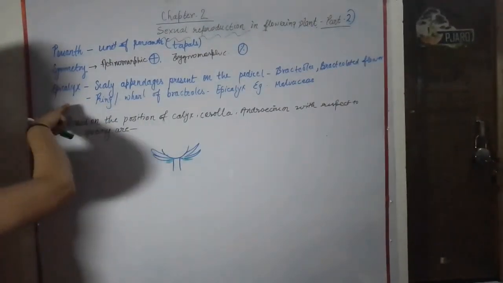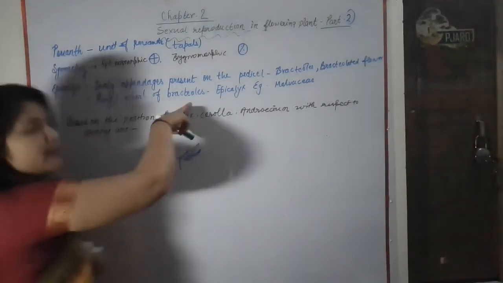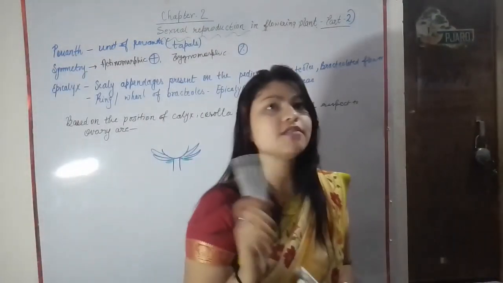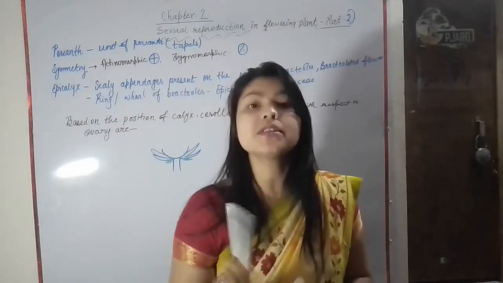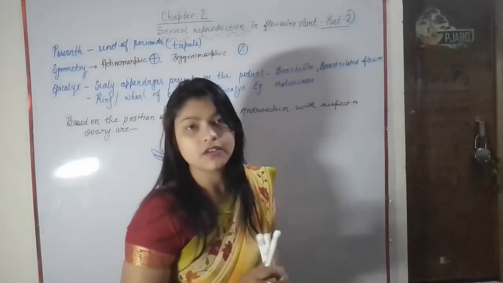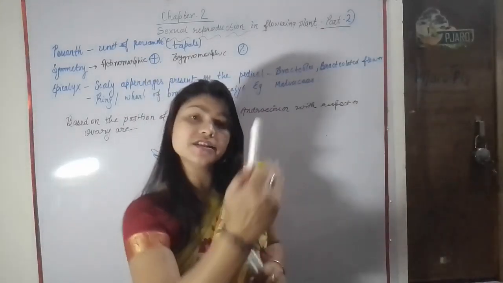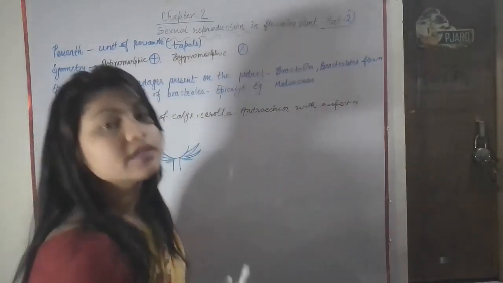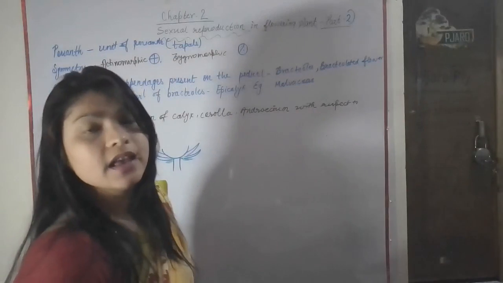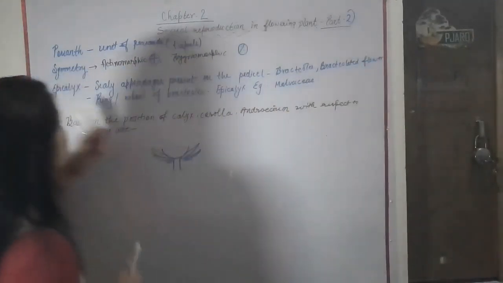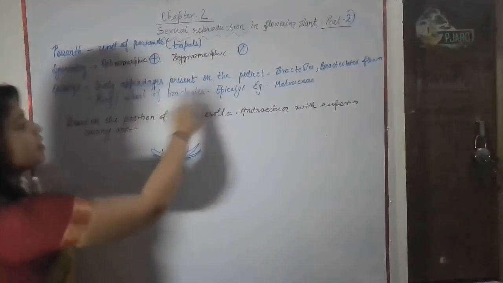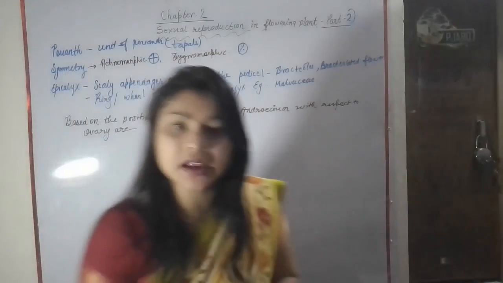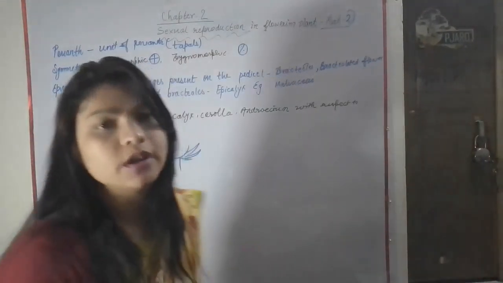The epicalyx is the ring or whorl of bracteoles, a ring-like structure. If you see the case of hibiscus, hibiscus is a bracteolated flower. It has the calyx, and just below the calyx it has the epicalyx, which is nothing but the scaly appendages present on the pedicel, the bracteoles. An example is all the members of the Malvaceae family, which have the epicalyx. Clear?